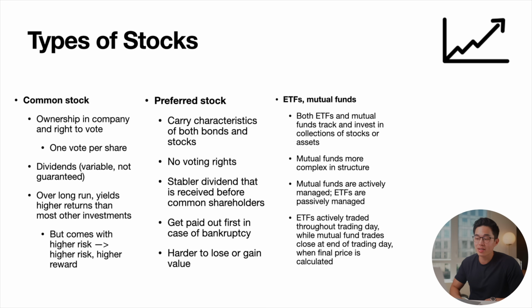So both ETFs and mutual funds, they track and invest collections of stocks or assets. Mutual funds are a little bit more complex in structure, but they're both pretty similar, meaning that they're both tracking some type of index. Mutual funds are actively managed, so they have higher fees, and ETFs are passively managed, usually resulting in lower fees. ETFs can also be actively traded throughout the trading day, while mutual fund trades close at the end of trading day when final price is calculated.